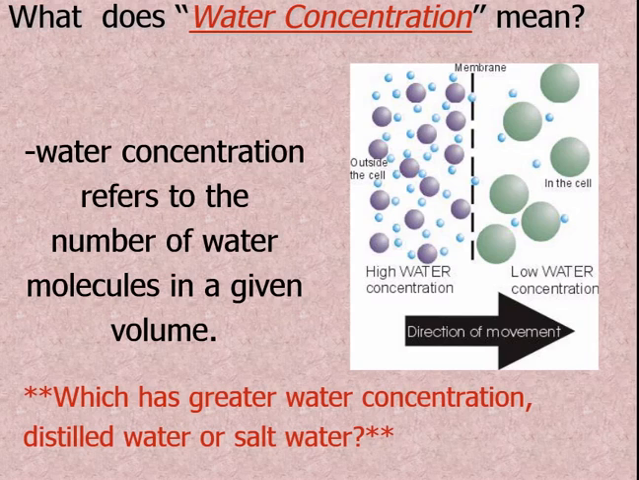So the higher concentration of water would be the glass of water, the lower concentration of water would be the syrup. So which has greater water concentration, distilled water or salt water? Well, distilled water is 100% water molecules by definition. That's what distilled water is. So it has the highest water concentration. Salt water has salt dissolved in it, so salt water has a lower concentration.